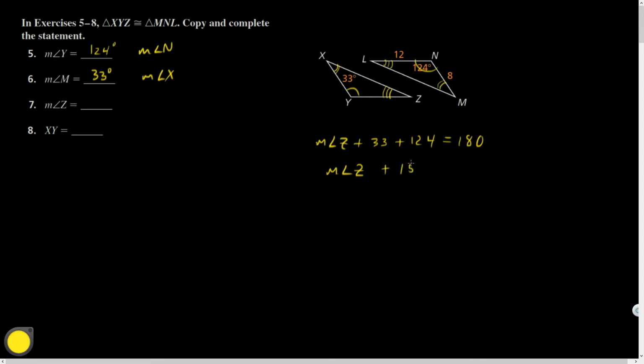What's that? 157? And then subtract that from both sides. That z is starting to look like a 2. There we go. That's a z right there. Subtract 157 from both sides. Is that 23? All right. I got a yeah, and that's good enough for the internet. So yeah, 23 degrees.